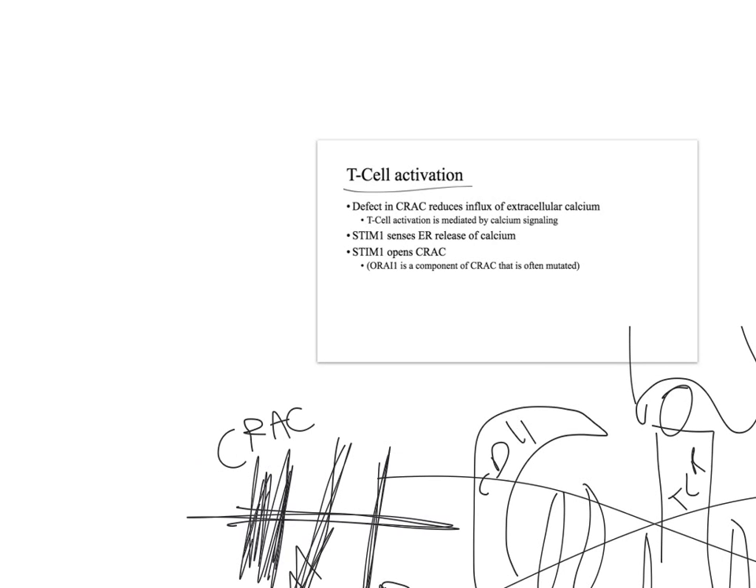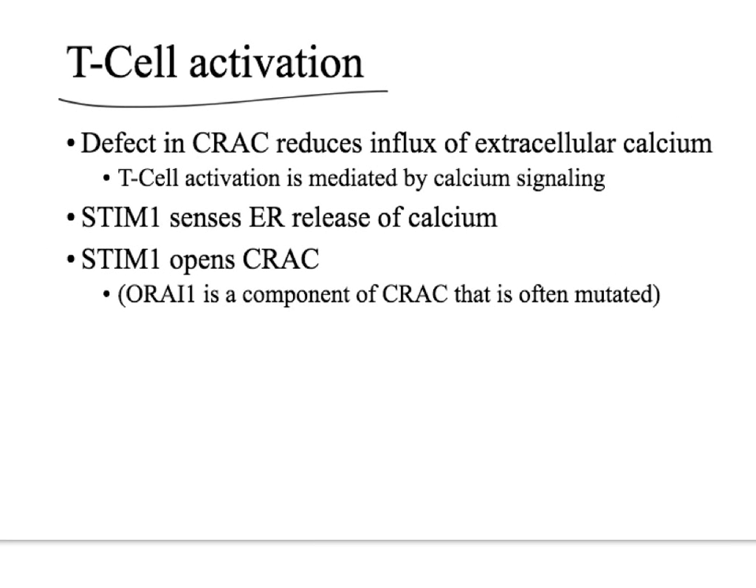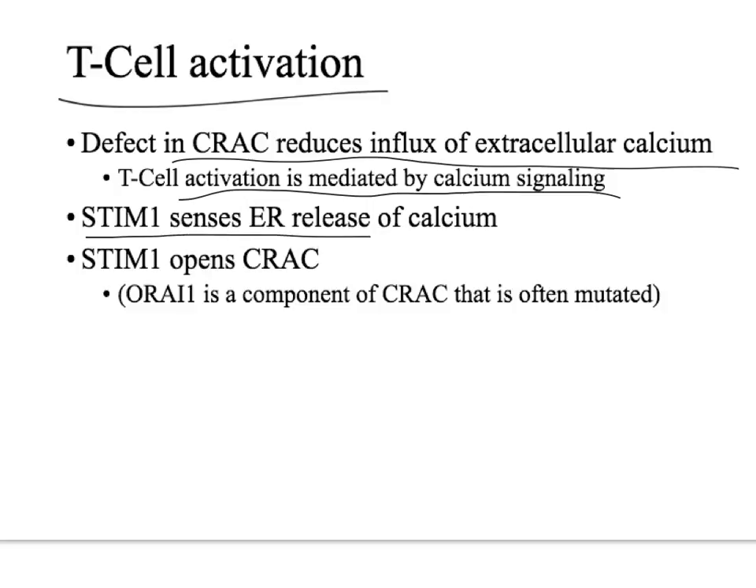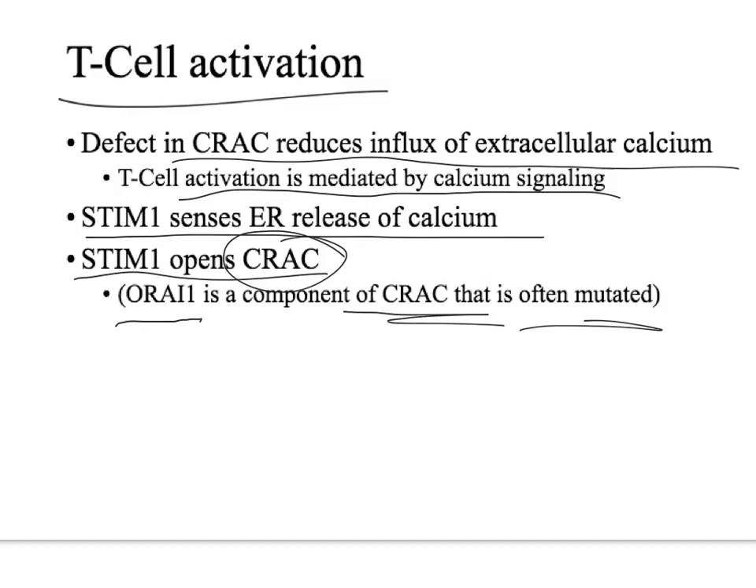And so let's go back up and see what I wrote really quick. It says a defect in CRAC reduces influx of extracellular calcium. T cell activation is mediated by calcium signaling. STIM1 senses the calcium released from the endoplasmic reticulum, and it will subsequently open CRAC. It'll open the CRAC up. So ORAI1, O-R-A-I, however you pronounce that, 1, is a component of CRAC that is often mutated, causing this defect in T cell activation.